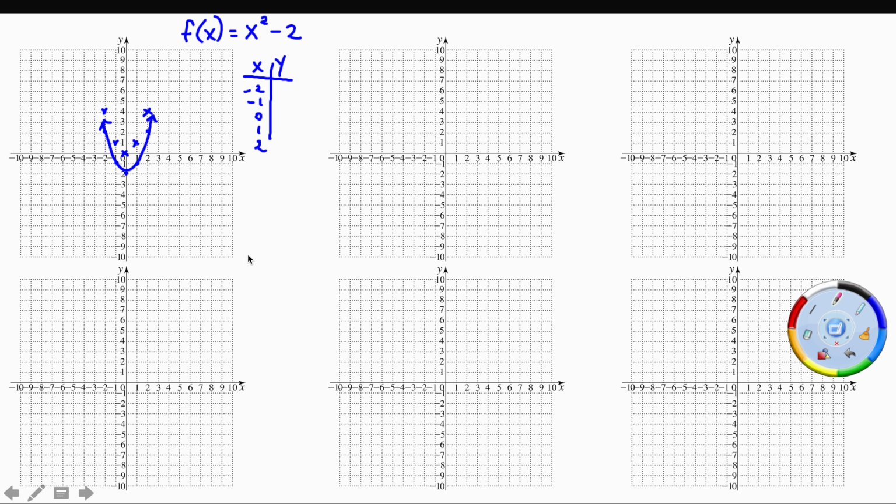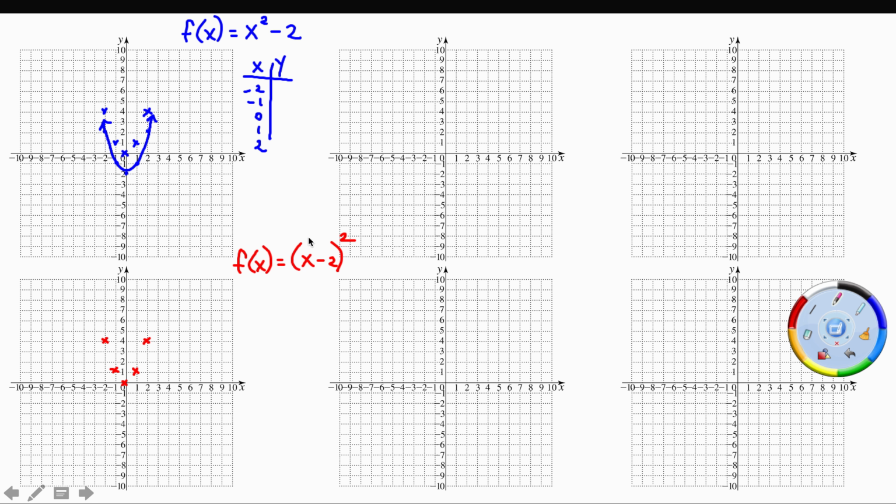Okay, so if I have f of x equals x minus 2 all squared, my basic points are the same because it's an x squared. It's a parabola. So negative 2 squared is 4. Negative 1 squared is 1. 0 squared is 0. 1 squared is 1. 2 squared is 4. I want to be able to get these points very quickly. Just go over and draw them.